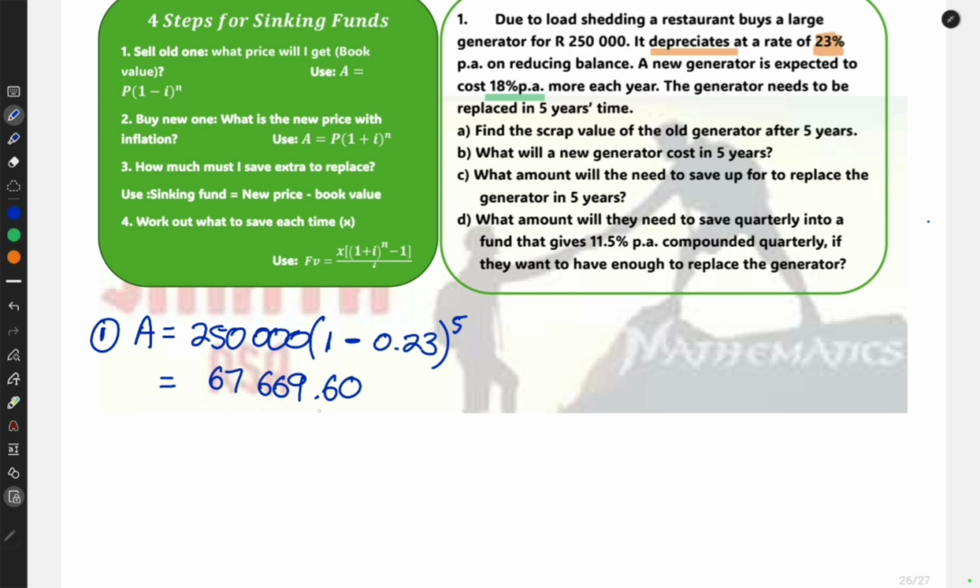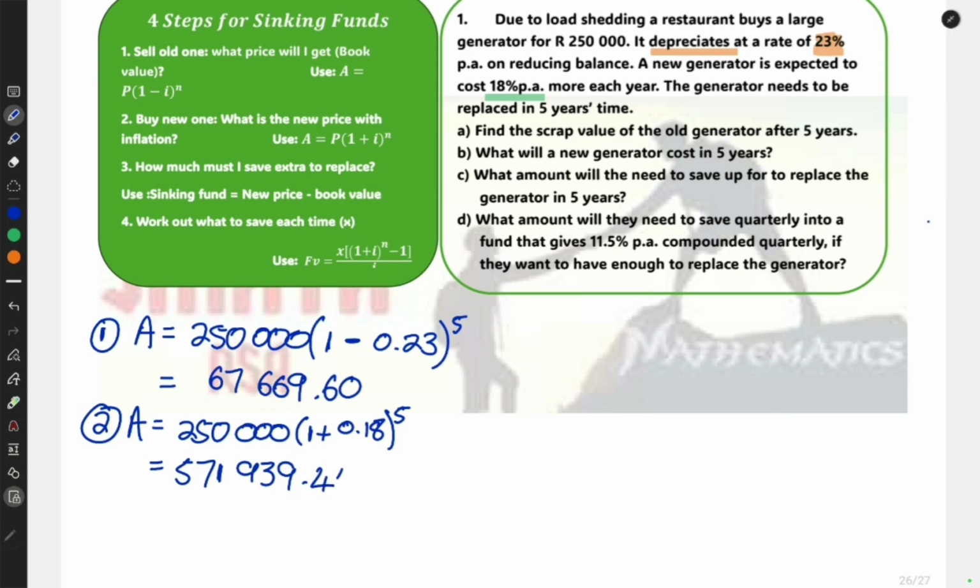Question two: what will a new generator cost in 5 years? Now I do the exact same formula, but with a plus and with the inflation interest rate. So for part two, A would be equal to, again, 250,000, but now (1 plus 0.18)^5. I'm not dividing by anything because it's annually, and the time frame is still 5 years. So that answer would be 571,939.44. Great. Now that I know what a new one would cost, and I'm going to sell my old one, I don't need to save up that entire amount.